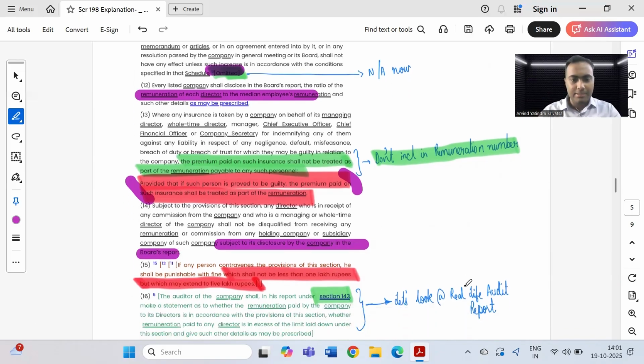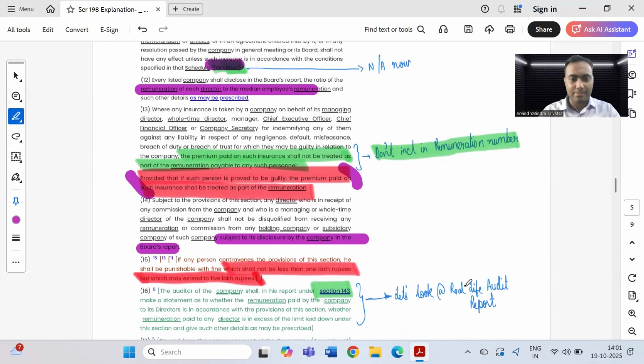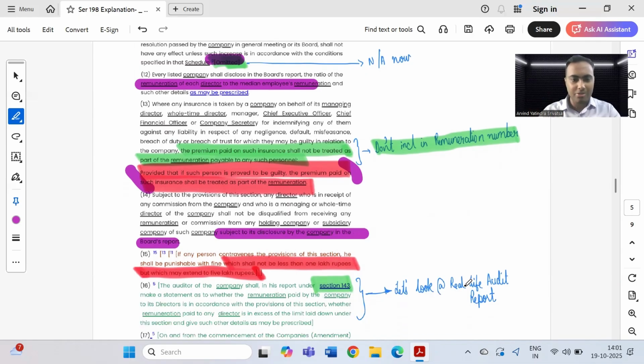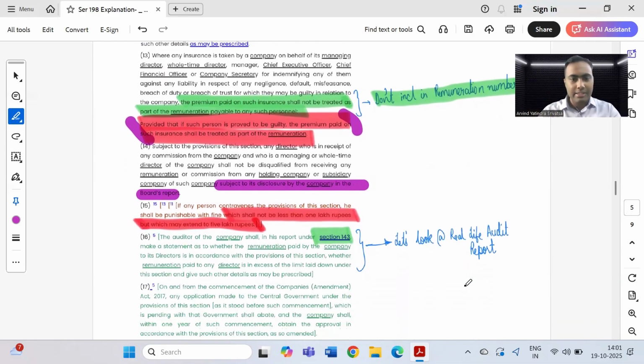Next, if any person contravenes the provisions of this section, he shall be punishable with fine, which shall not be less than 1 lakh rupees, but which may extend to 5 lakh rupees. I hope this is clear. The auditor of the company shall in his report under section 143 make a statement as to whether the remuneration paid by the company is within the limit, and if it is in excess of the limit, the details in relation to the same.